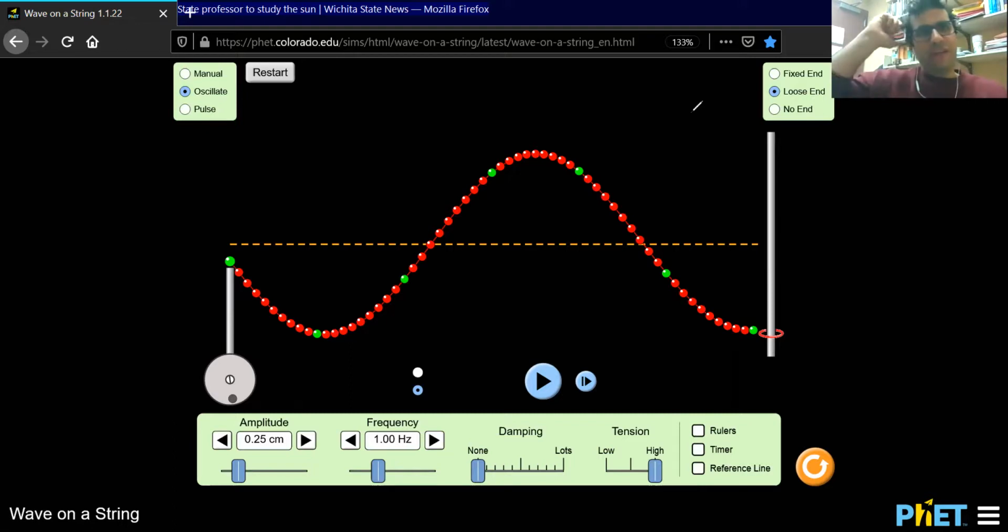So that's a summary of these standing waves. Certainly it applies not only to strings, but also to sound waves, light waves, anything that has wave behavior has these standing waves. So that's the conclusion of this simulation. Next, we're going to talk about the mathematics of it.